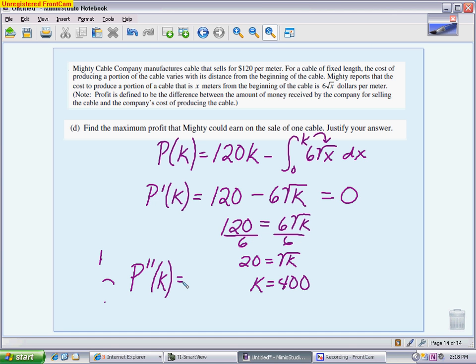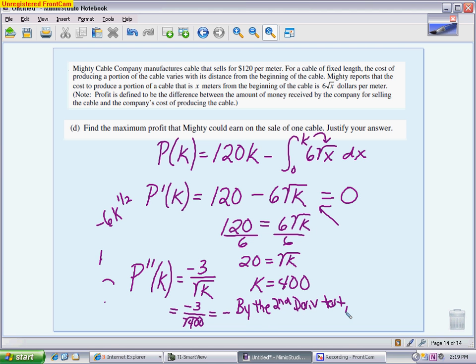My second derivative test: when I'm taking the derivative of this, it is negative 6K to the 1/2, so I did a power out front, negative 3, power 1 less. I get negative 3 over the square root of K. When I put 400 in, negative 3 over the square root of 400, I get a negative number. So all I wrote is, by the second derivative test, K equals 400 represents a maximum.